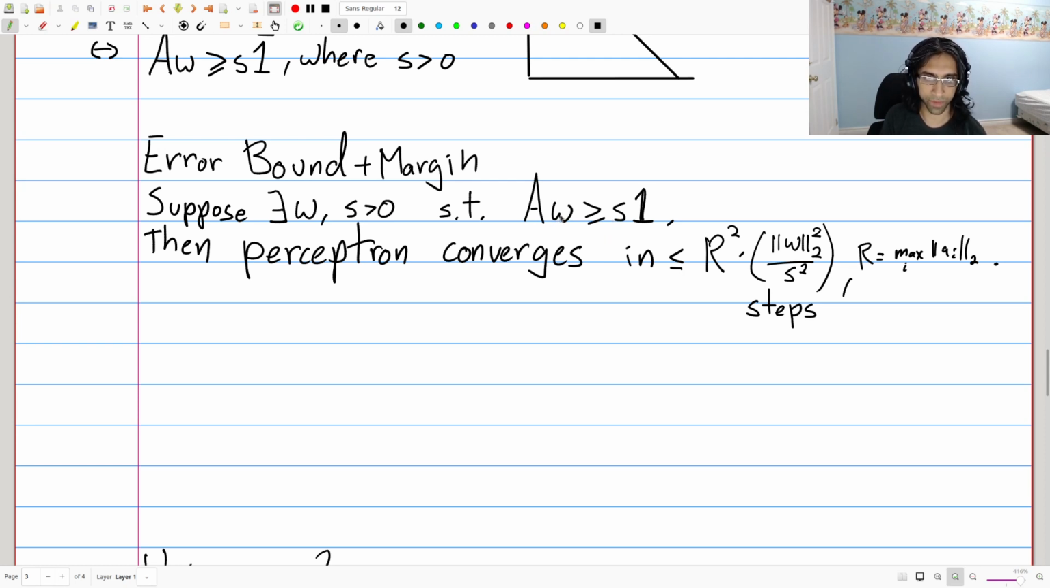For example, I could always multiply both sides by 2, right? So if we have this solution, then another solution is something like 2W is greater than or equal to 2S times 1. So you can see that if there's one solution, there's another solution, and in fact there are many solutions.